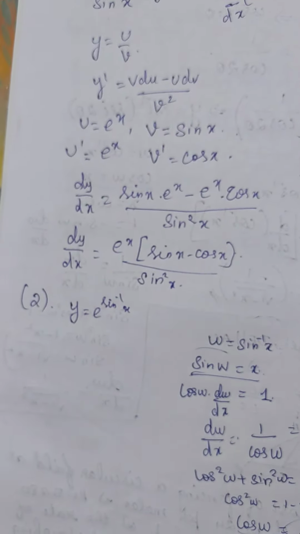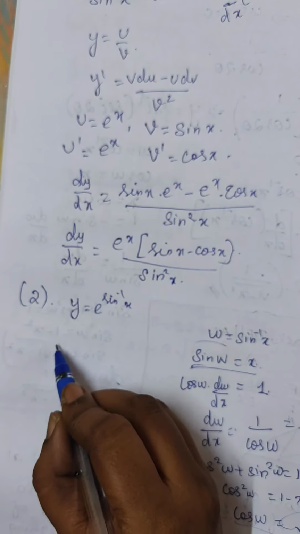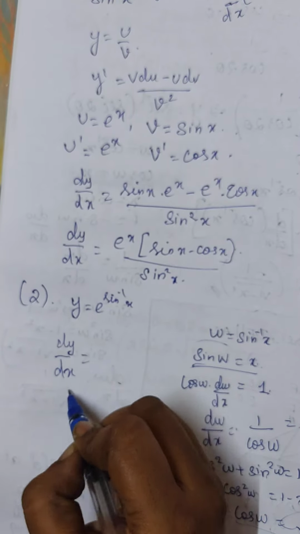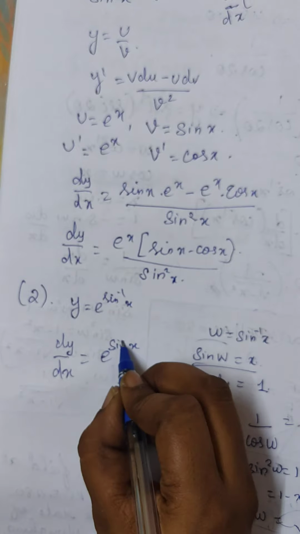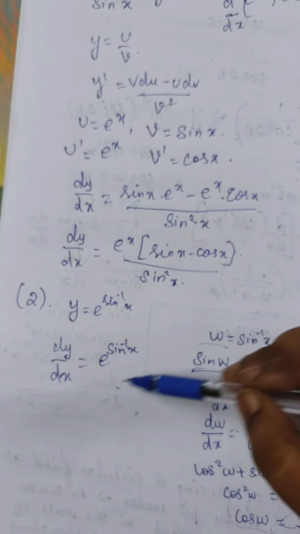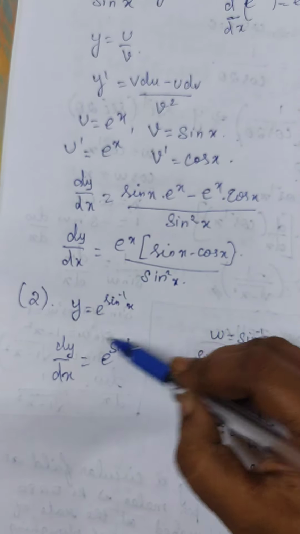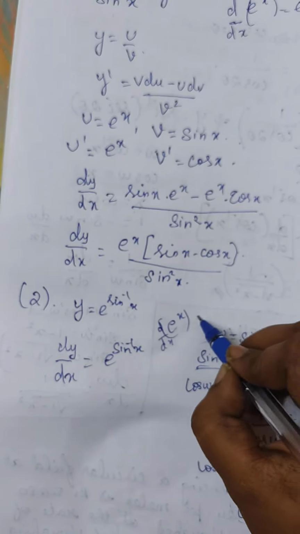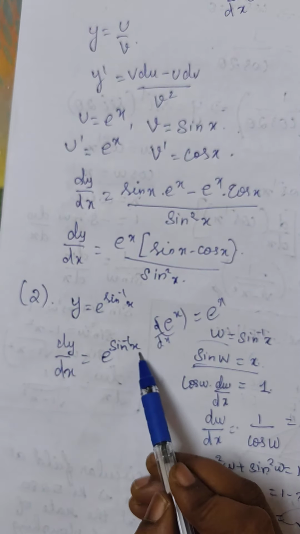So y is equal to e power sin inverse x. We will differentiate this with respect to x. We are using the chain rule. We will differentiate this function using the chain rule because it is a composite function. At first we assume the full function as e power x. The derivative of e power x with respect to x will be e power x. So we will get e to the power sin inverse x.